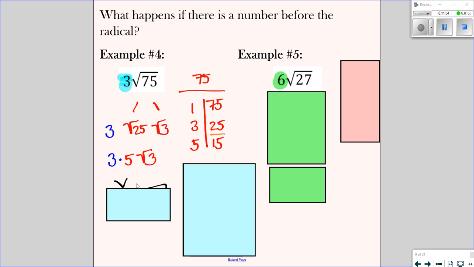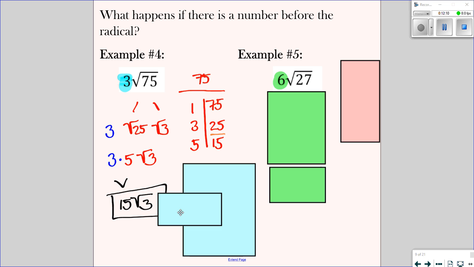You bring it down, and notice that I'm taking the 3 times 5 because I pulled out the 5 from underneath the radical because it was simplified. I'm going to multiply the 3. Whatever number was outside the radical will be multiplied to the number that you pull out when you find the perfect square. So 3 times 5 gives you 15, and you keep the radical 3 underneath the radical, and you got 15 radical 3.